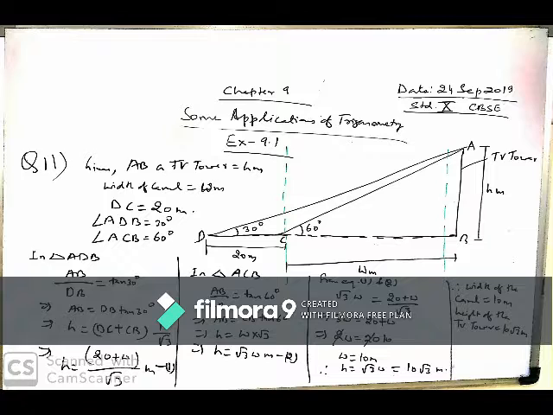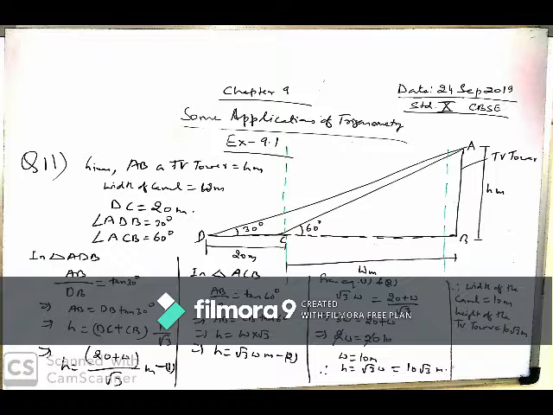Now you can see the rough diagram I have already made, and I have already explained the diagram. With the given information, let us see what is written. I have written the height of the tower as h, and DC is already given to us as 20 meters. Angle of elevation ADB is 30 degrees. Angle of elevation ACB is also given as 60 degrees. Then we go for solving it now.